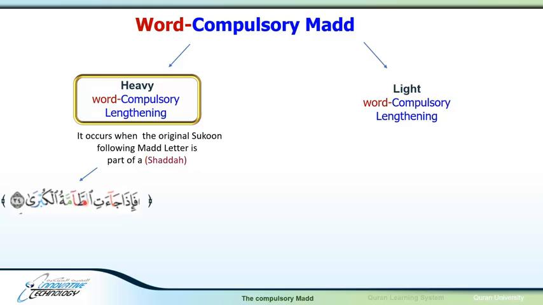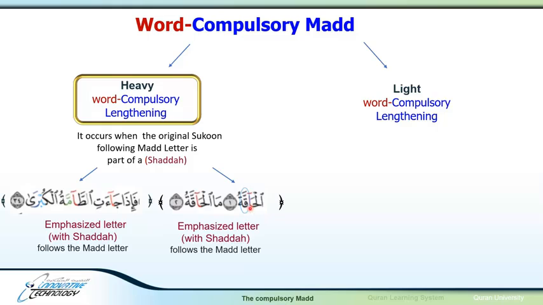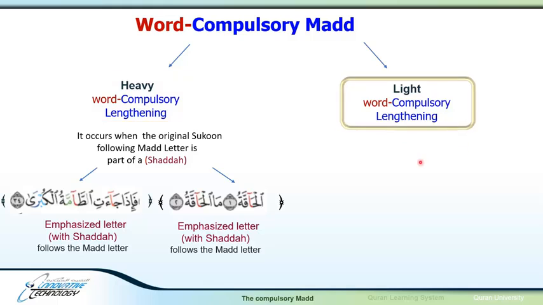We mentioned a tam, and we've mentioned that the mad letter is followed by an emphasized letter, a letter with a shadda, which has as part of it a sukoon, original sukoon, and that's why we apply the compulsory mad on the letter. Now, another example was al-haqqa. Again, we have the qaf with a shadda that has as part of the shadda an original sukoon, and that's why we applied the mad on al-haqqa as a compulsory mad. Now, we're going to move to the light word compulsory mad.